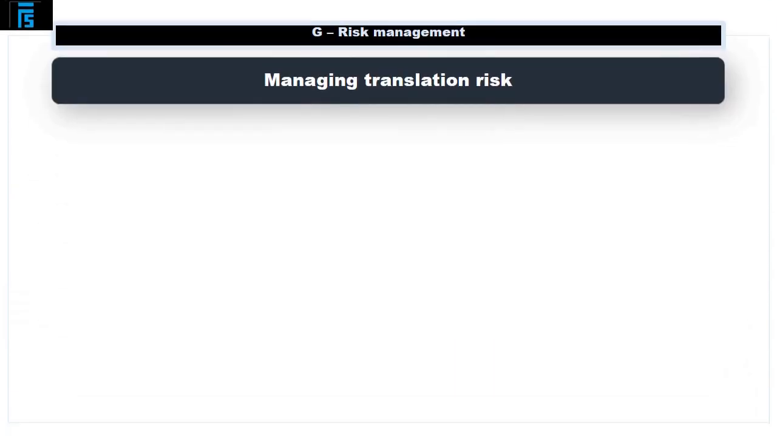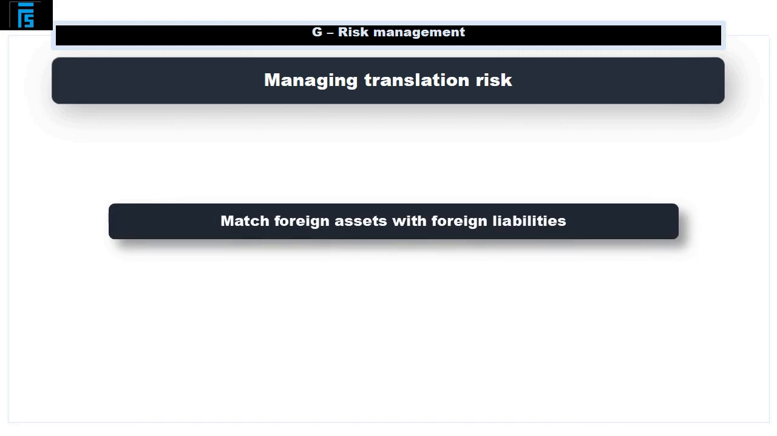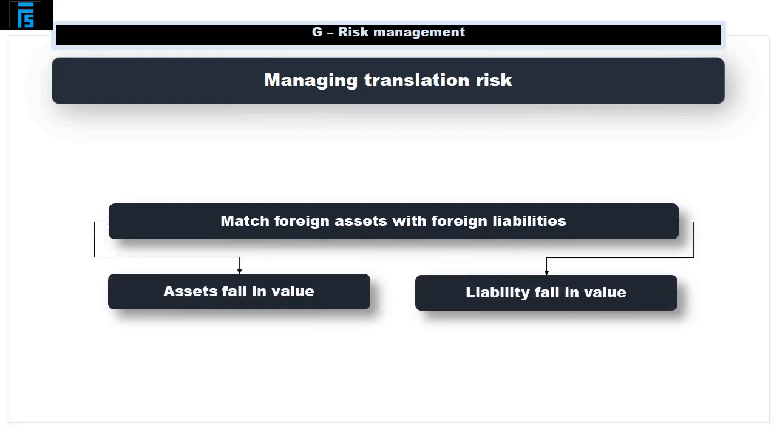Managing translation risk. The easiest way to manage translation risk is to match foreign assets with foreign liabilities, i.e. use foreign currency finance to purchase the assets. The impact of this is that if the asset falls in value in domestic currency terms, the liability will also fall in value, thereby offsetting the loss in asset value.